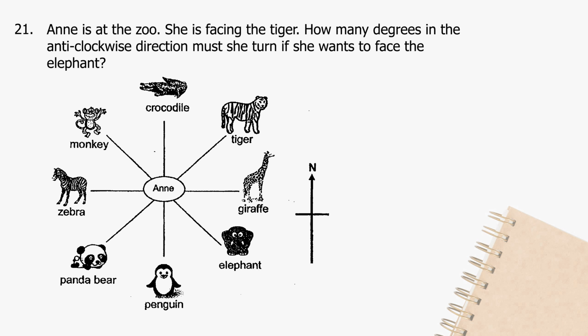Question 21. Anne is at the zoo. She is facing the tiger. How many degrees in the anti-clockwise direction must she turn if she wants to face the elephant?